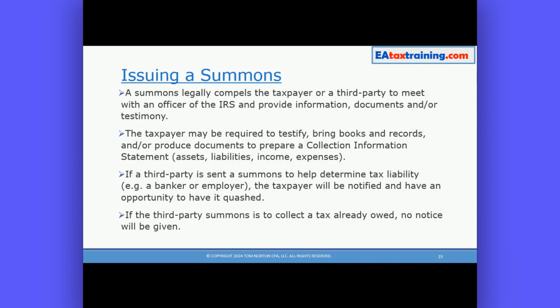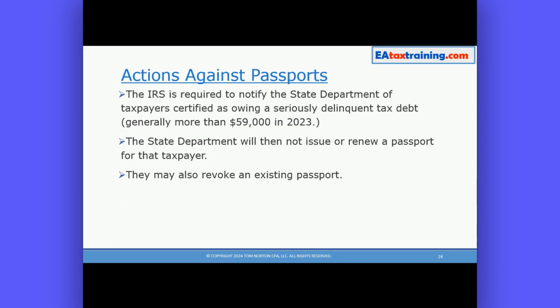They're not going to give you a notice. So you don't have a chance to go to your employer and say, hey, ignore that summons when you get it, for example.